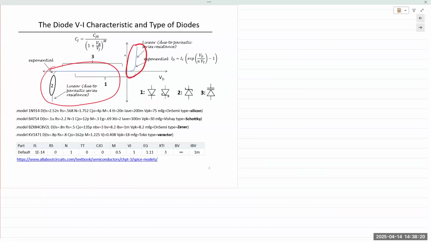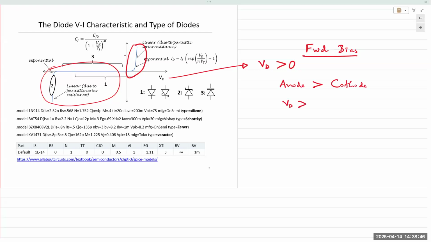So what does forward bias actually mean? Well, forward bias means the diode voltage VD is positive, or greater than 0. And more importantly, forward bias in simple terms means that the anode voltage is at a higher potential than the cathode. And the difference between the potentials, meaning VD, must be greater than VBI, that is, the built-in junction potential.